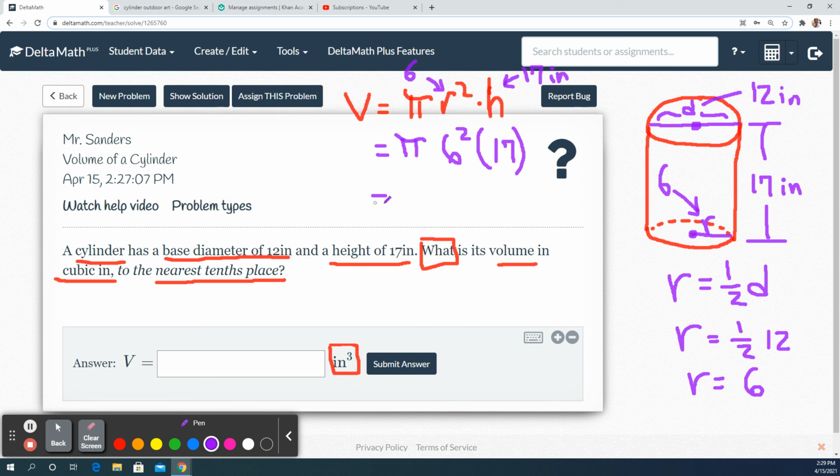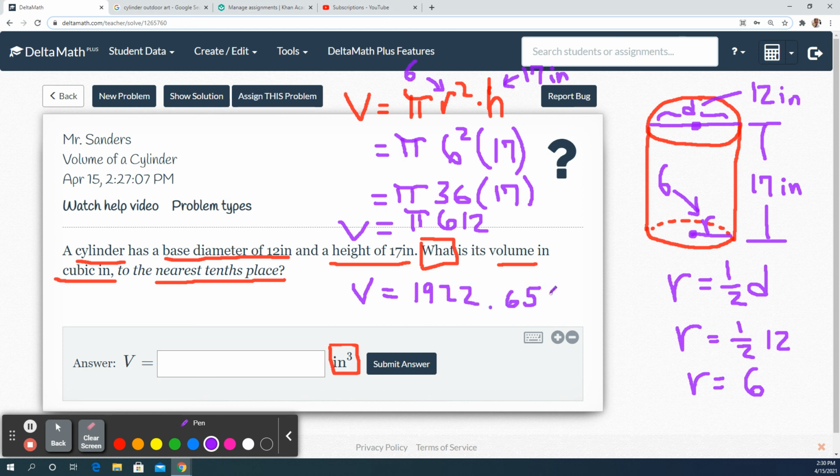All right, then exponents come first. 6 times 6 is 36. We're going to multiply that by 17. And 36 times 17 is equal to 612. This is pi times 612. This would be the exact answer in terms of pi. Then I'll go ahead and multiply what pi is on my calculator. 612 times pi is equal to 1922.654... That is the exact answer.